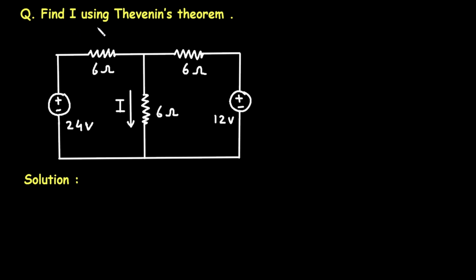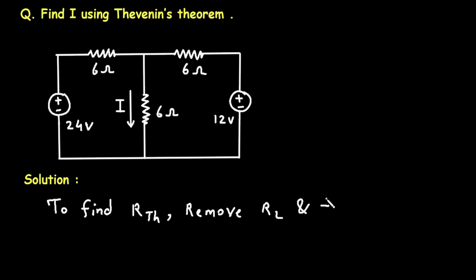Question: find I using Thevenin's theorem. Here in this circuit, we have to find the value of this current I by using Thevenin's theorem. Solution: to find the solution using Thevenin's theorem, first of all we will find RTH. To find RTH, that is Thevenin resistance, remove RL and turn off all independent sources.